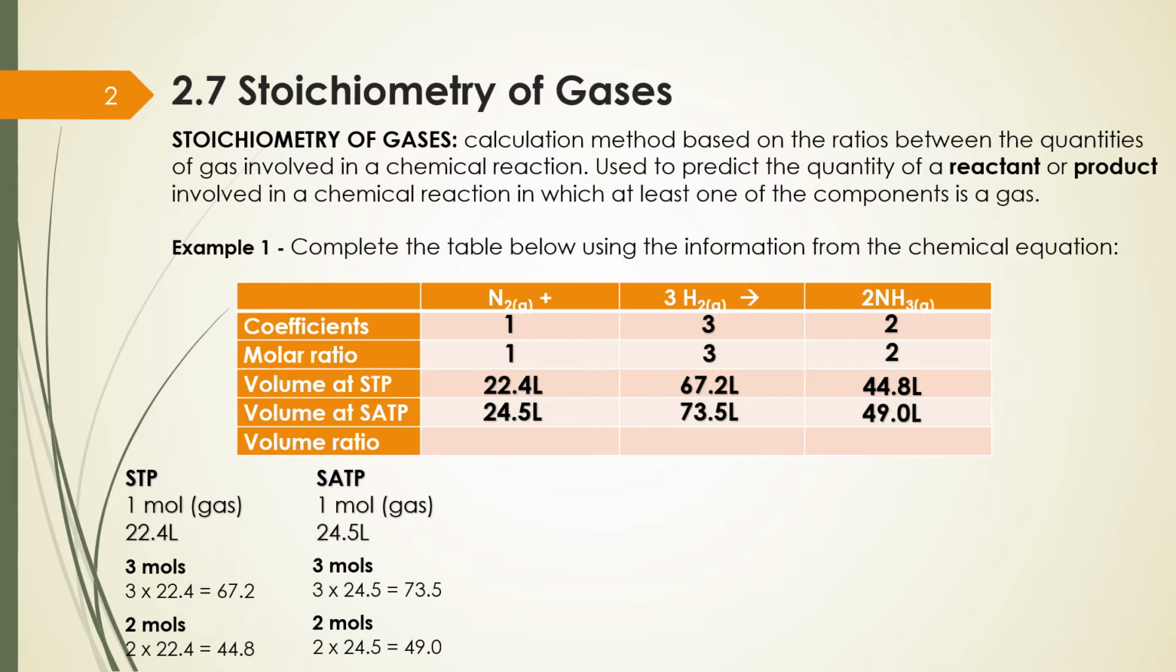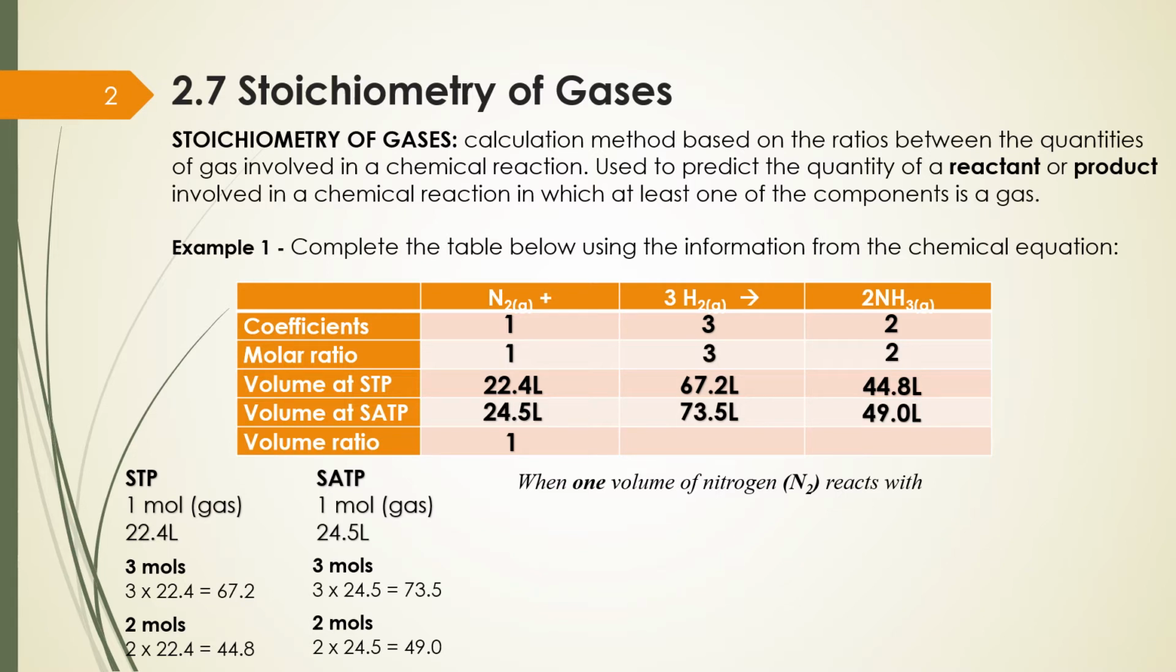And what's the volume ratio? The same as the molar ratio. So if I have 1 mole of N2 reacting with 3 moles of H2, forming 2 moles of NH3, I'm gonna have 1 liter of N2 reacting with 3 liters of H2, forming 2 liters of NH3.